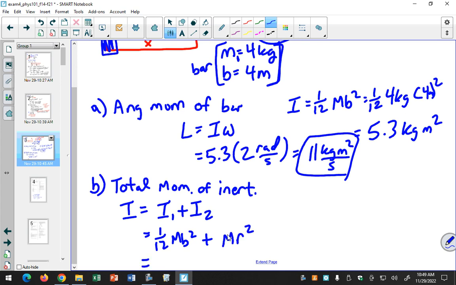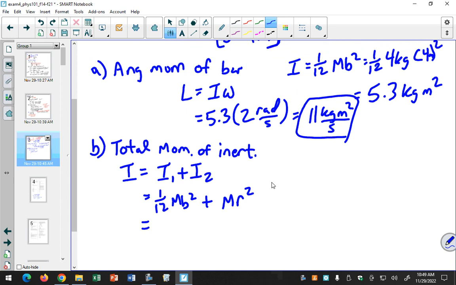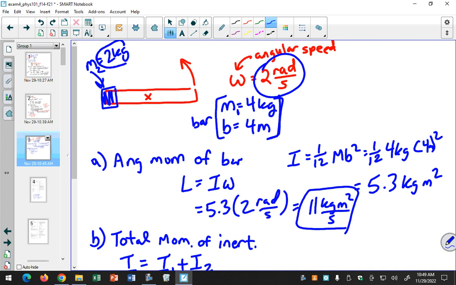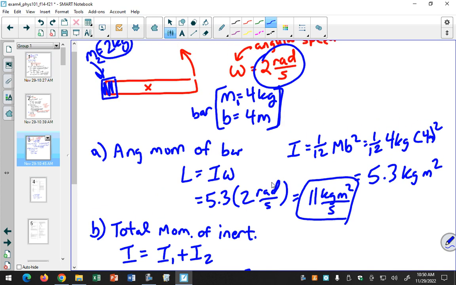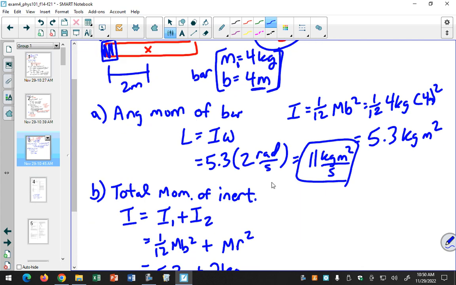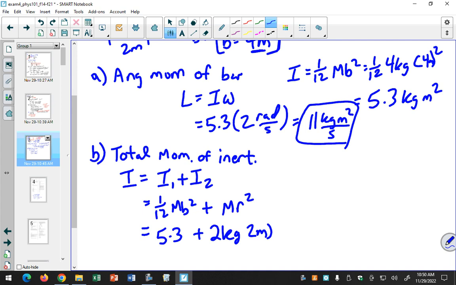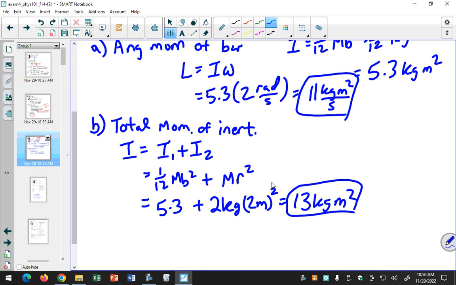So this is equal to, we found it to be, 5.3 plus the mass that's right here, which is 2 kilograms, times the distance from here to here, that's 2 meters, because the total length is 4 meters. It's 2 times 4, 8, 13. 13 kilogram meters squared. So that's the combined moment of inertia, and that's part B.